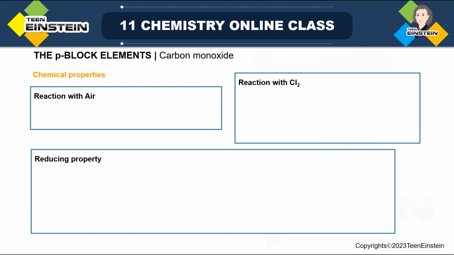Now, chemical properties, reaction with air. In air, there is oxygen, so it will react with oxygen and form CO2, and it burns with a blue flame. Sometimes it is important to remember this: suppose you get a question where an unknown gas is burning in air with a blue flame. I'm not saying this is the only gas which burns with a blue flame, but this is also an indication that it may be CO. So this is an important feature: it burns with a blue flame.